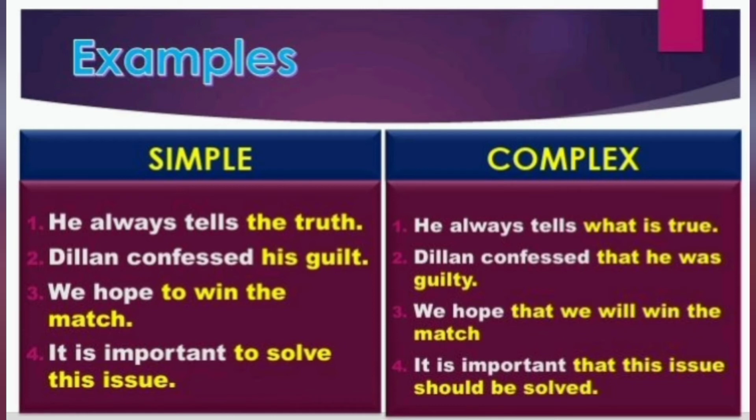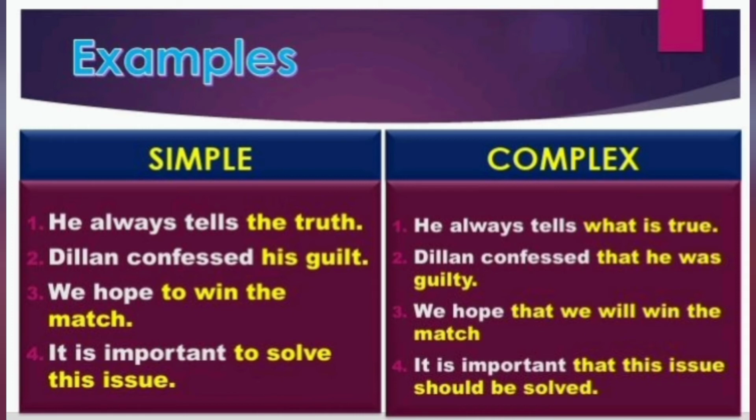Second sentence. Dylan confessed his guilt. So here the key word is his guilt. From this word his guilt, we are getting the subject he. It's very clear. Therefore in complex it becomes, Dylan confessed that he was guilty. Confessed is past tense. Therefore here also we have used past tense. He was guilty.